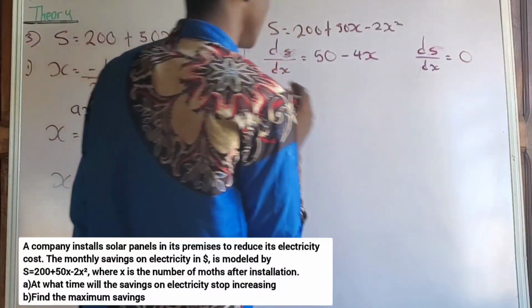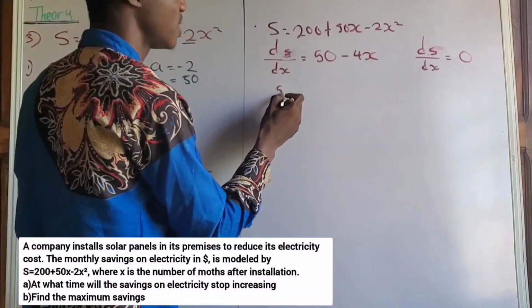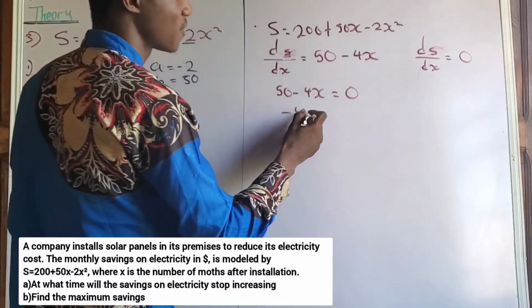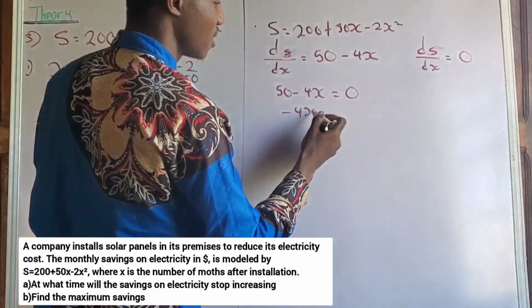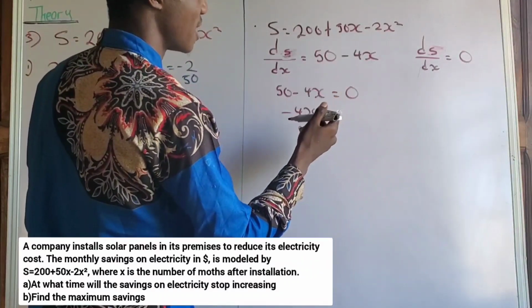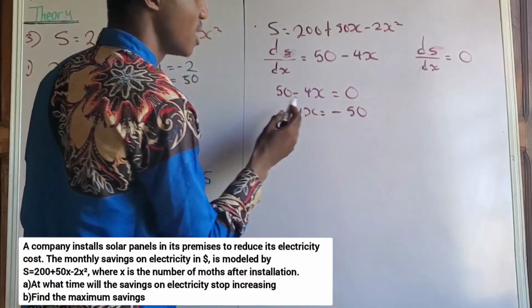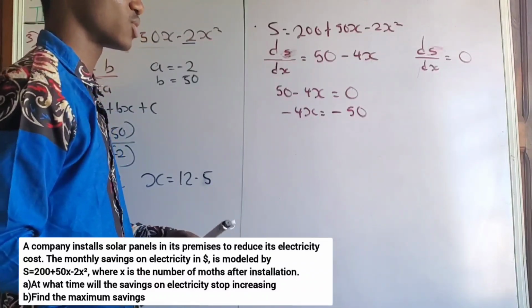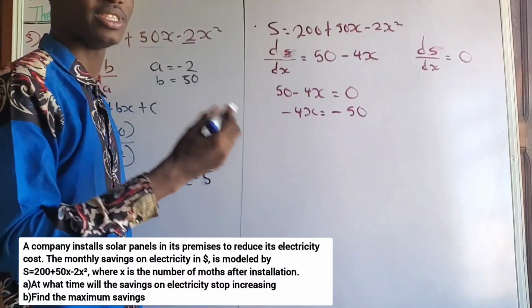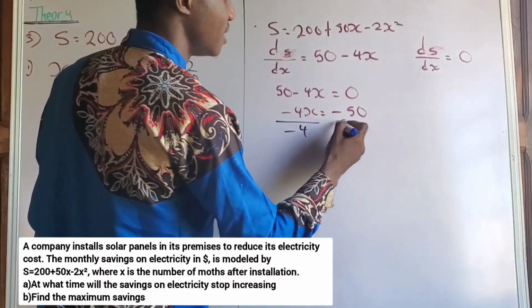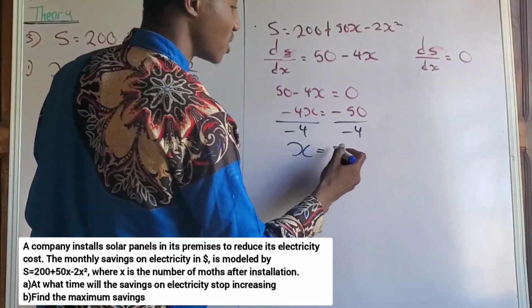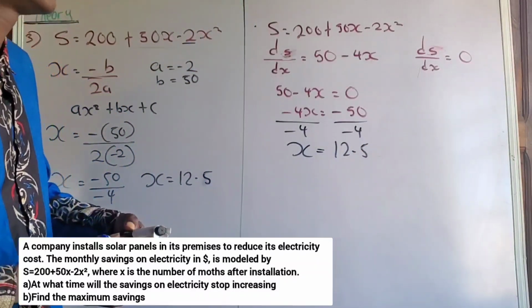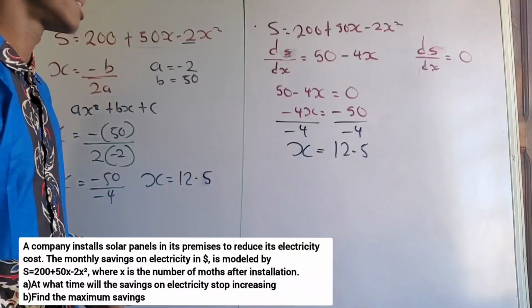Now, set the derivative equal to 0. Don't forget, at the stationary point, dS over dx must be equal to 0. So I'm going to have 50 minus 4x equals 0. To get the value of x, minus 4x equals minus 50, right? Because if this 50 crosses the equals sign, the positive sign changes to a negative sign. So to get the value of x, you have to divide both sides by negative 4. Hence, the value of x is 12.5. And since x represents the months, that means the savings on electricity will stop increasing at 12.5 months.